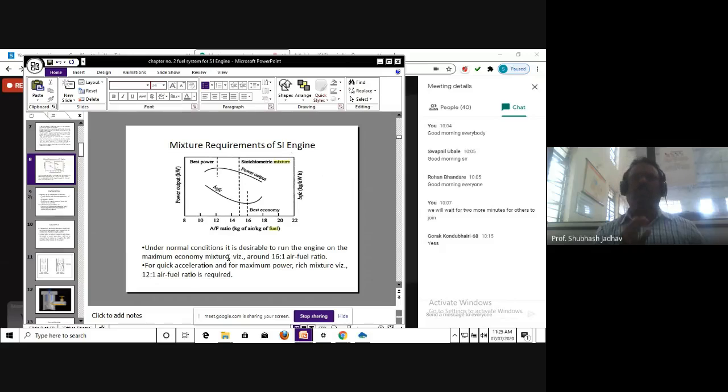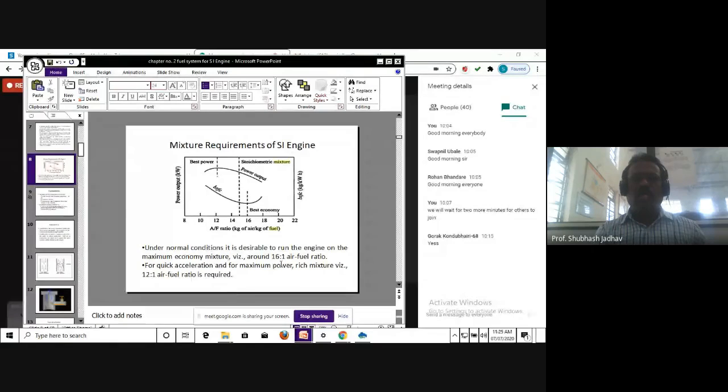So during normal running, suppose the vehicle is moving on a highway. So what is our aim? The aim is to keep the moving vehicle in a proper moving condition. We don't want to accelerate. We don't want to decelerate. Continuously running at a particular speed. And under such conditions, we want economy. So our aim in such condition is economy, not the power.